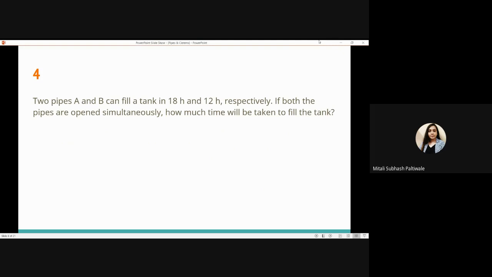So here we'll just put the formula. Time taken to fill the entire tank, because here no one is losing anything. So here the formula would become time is equal to MN by M plus N. So let's put the values into it. 18 into 12 by 18 plus 12 will give me the answer as 36 by 5, which is nothing but 7 into 1 by 5.